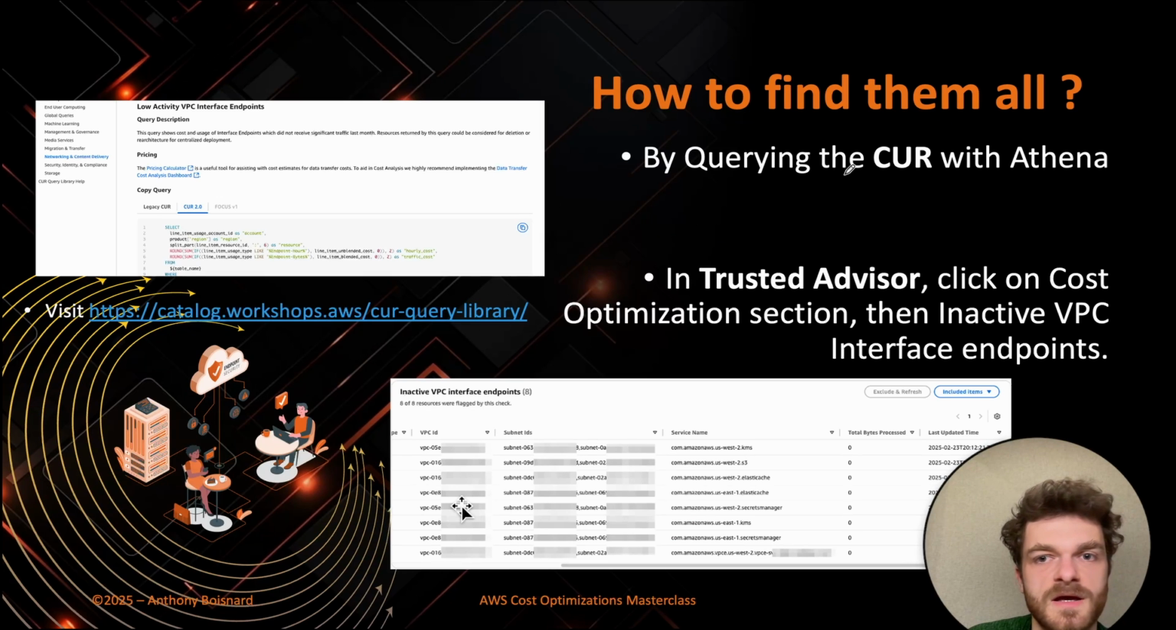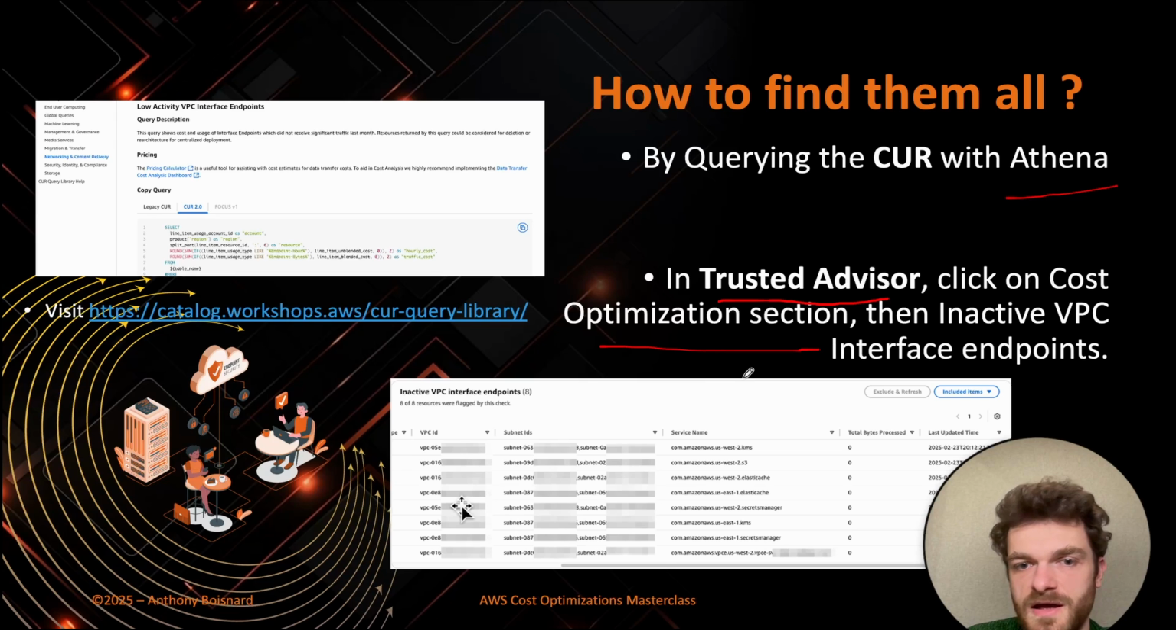To find them all, you can query the CUR with Athena, but you can also check with Trusted Advisor. So you can go to the cost optimization section and look for inactive VPC interface endpoints.